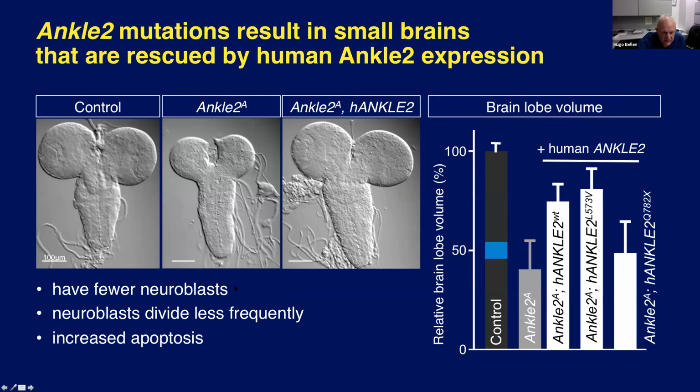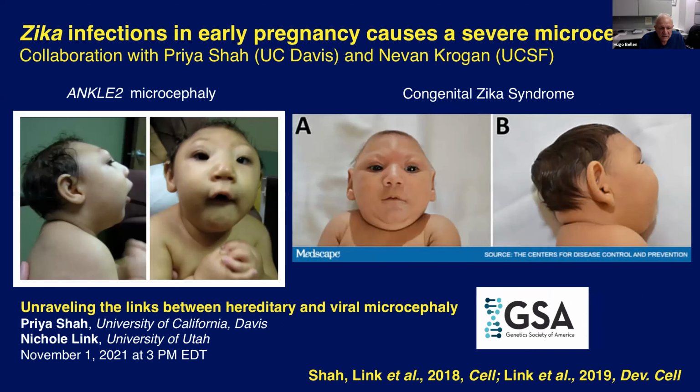And detailed analysis showed that they have fewer neuroblasts, that the neuroblasts divide less frequently, and that there is increased apoptosis. So this provides already compelling evidence that the gene ANKLE2 is indeed the cause of this microcephaly. Now, interestingly, the microcephaly that was observed in the ANKLE2 patients is very similar to the congenital Zika syndrome microcephaly. Not all microcephalies are this severe and express such a similar phenotype as is shown here.